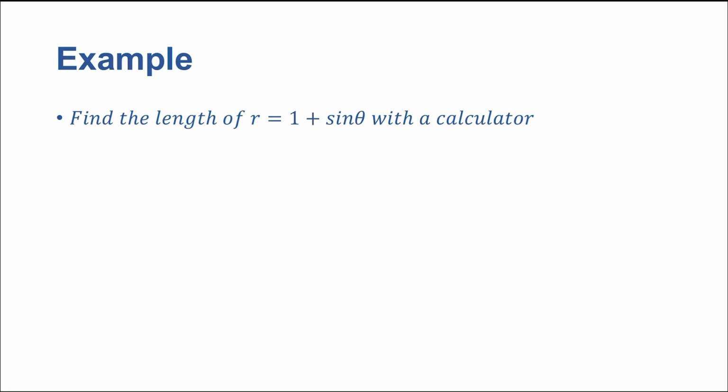All right, so now let's try an example. So we want to find the length of r equals 1 plus sine theta with a calculator. I think we already looked at 1 plus sine theta. It's kind of like a cardioid, limaçon shape with the dimple kind of going down to the negative y-axis. Anyways, we want to find the length of this. So what we do, and I'm going to let you use a calculator.